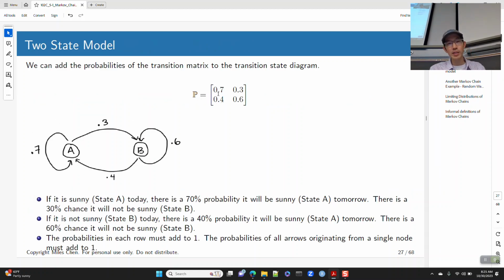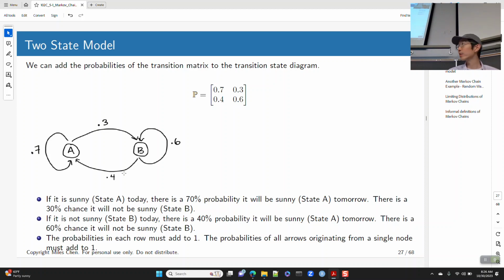And we can say, if today is sunny, then the probability that it will be sunny tomorrow will be 70%. And if today is sunny, the probability that it's not sunny tomorrow will be 30%. Okay, so our row adds up to 1. On the other hand, if today is not sunny, if it's cloudy or whatever, if we're in state B, the probability that we're in B tomorrow is going to be 0.6, and the probability that it becomes sunny tomorrow will be 0.4.